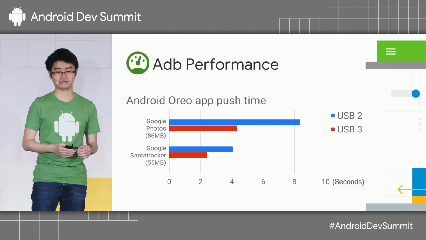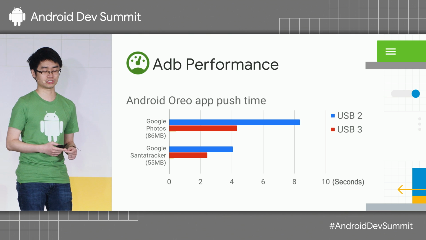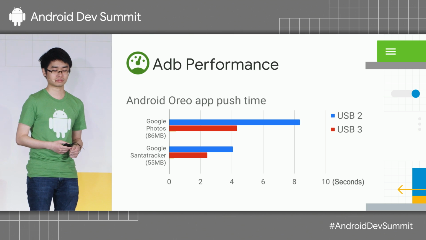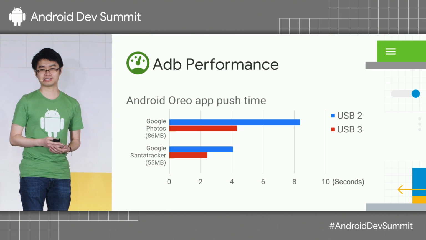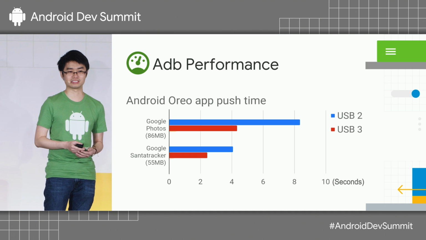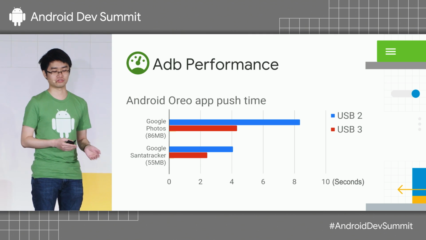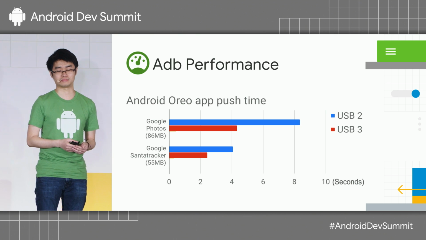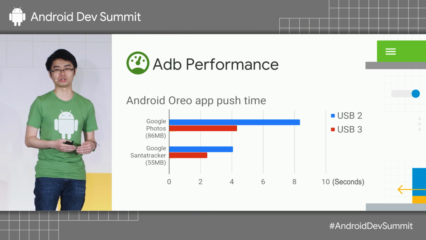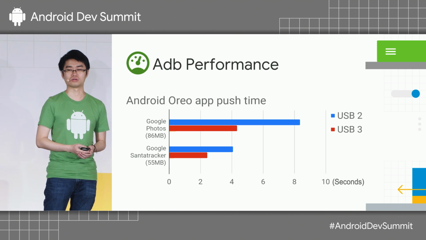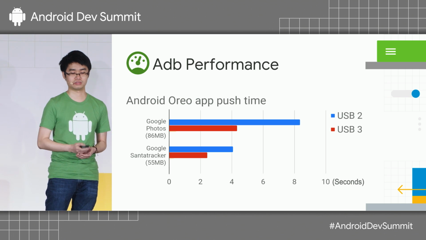You can see that if you are using a USB 2 cable and pushing the Google Photos app, it takes approximately 8 seconds. If you are using a USB 3 cable, things go a lot faster and it takes approximately 4 seconds. You can observe similar phenomena when pushing different apps like Google Santa Tracker. A USB 3 cable is in general a lot faster than a USB 2 cable. But those are for physical devices. So how about the performance on the emulator?